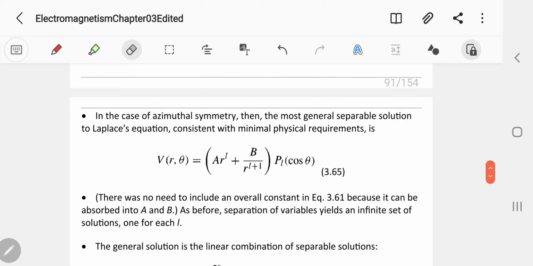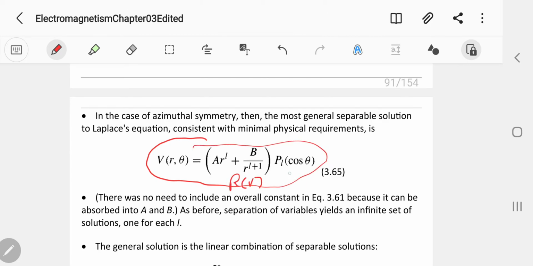So our solution in the spherical coordinate system, the solution for Laplace's equation, is this form. This is the R of r, and this is the Theta of theta. So it's much easier. We don't have to find other solutions. We can only use this one. So let's now take the examples.